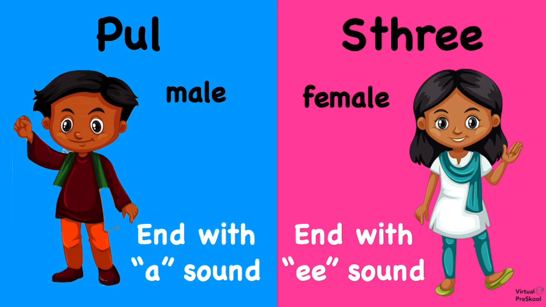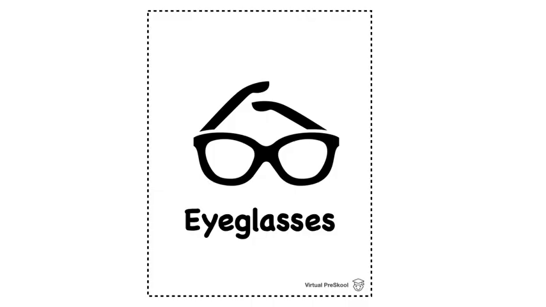Now, one thing I want to point out is I did not say that the spelling of the word ends with an A or that the spelling of the word ends with an EE. I didn't say that. I specifically said if the noun ends with an A sound or if the noun ends with an E sound. If it ends with an A sound, pull. If it ends with an E sound, stri. So what I'm trying to point out to you is to focus on the sound, the ending sound of the word, not the spelling. Okay? That's really important to remember that.